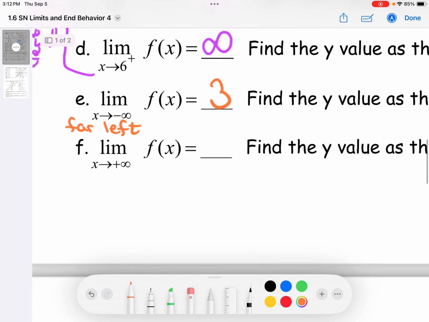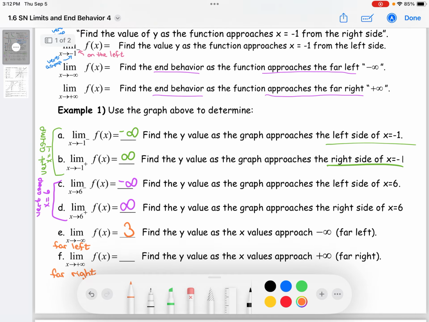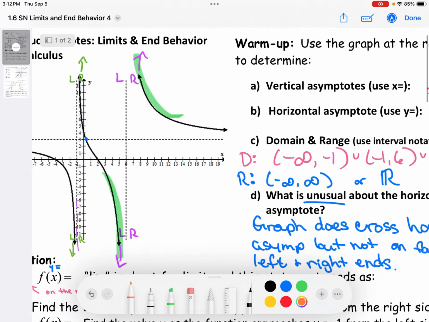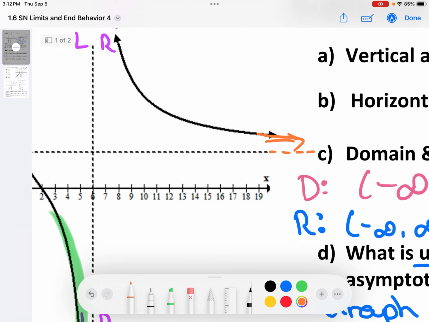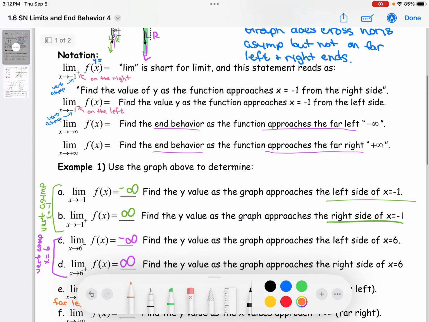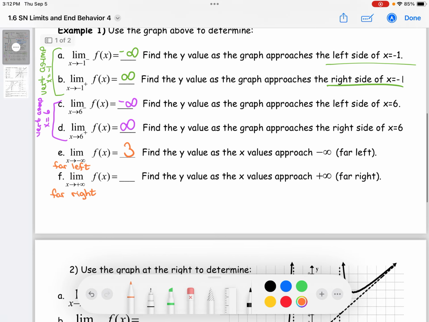Now, on the far right, as x approaches positive infinity, that is the far right of the graph. If we look at the far, far right of the graph, that horizontal asymptote continues. The graph will go all the way to the right, but not cross that asymptote. So again, that limit is 3.